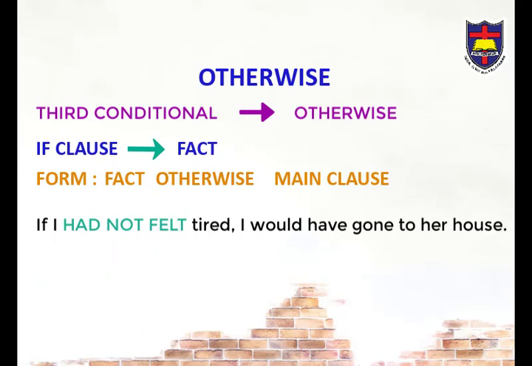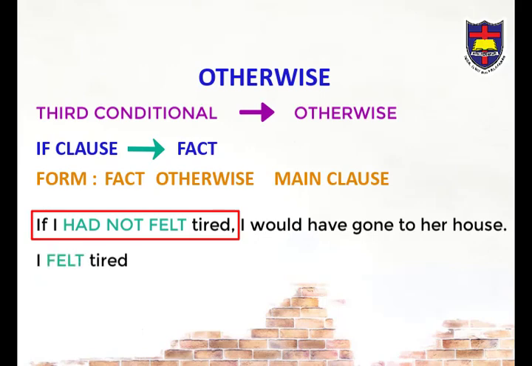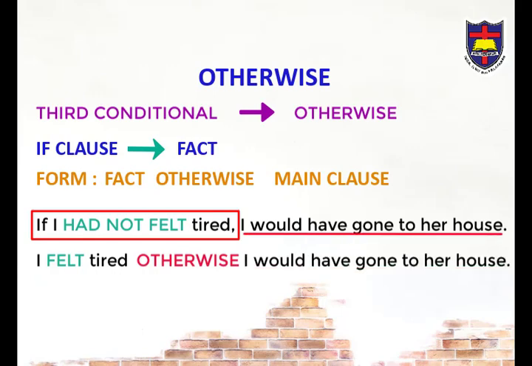The fact of if I had not felt tired is I felt tired. Then, use the conjunction otherwise. Finally, copy the main clause. I would have gone to her house. The result is I felt tired, otherwise I would have gone to her house.